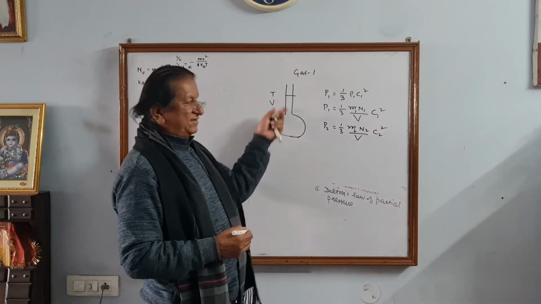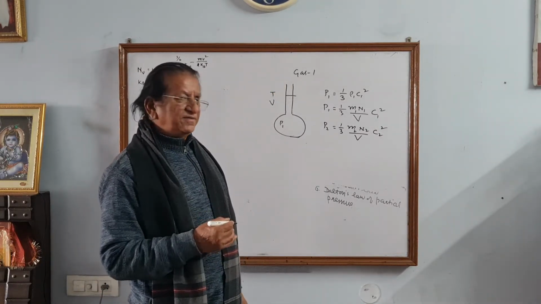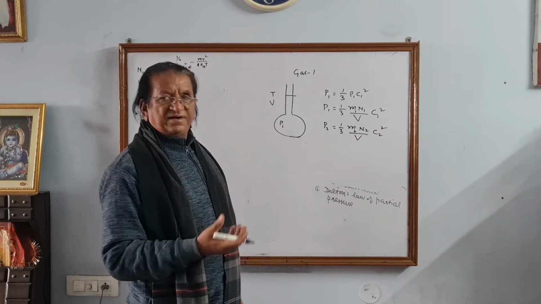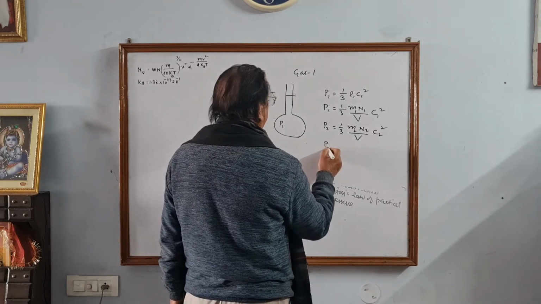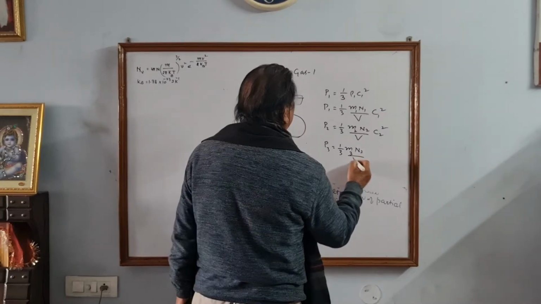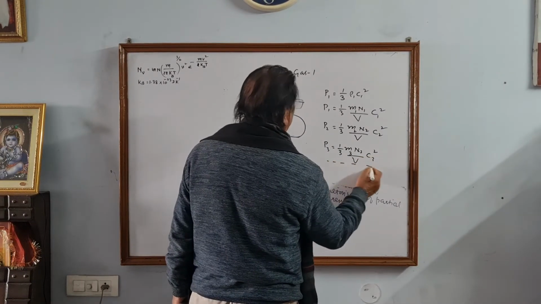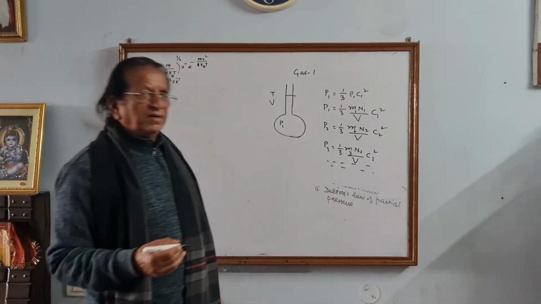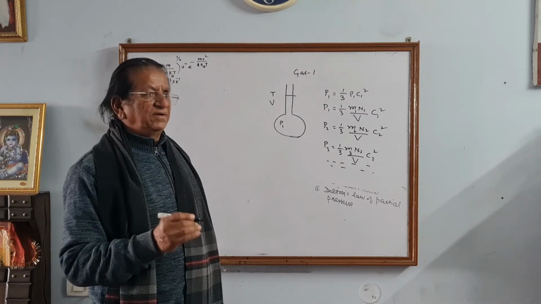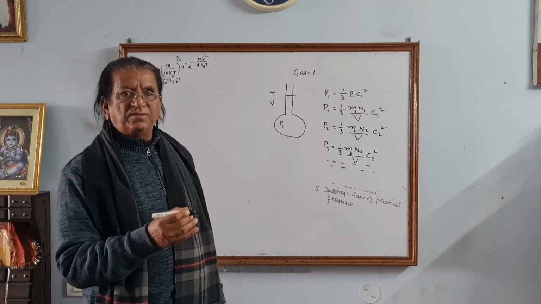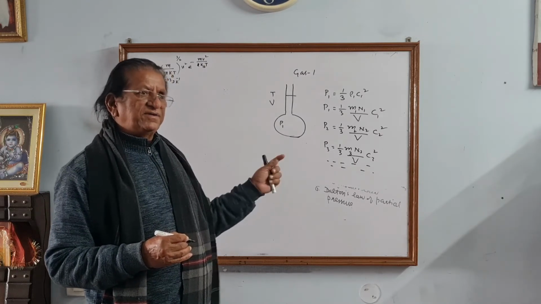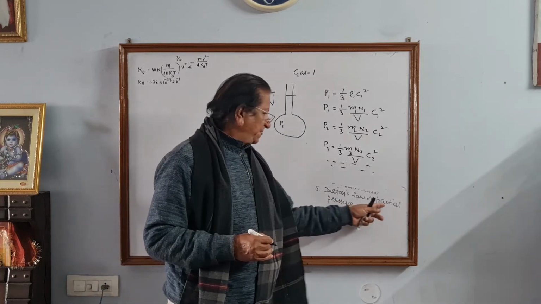Then remove the second gas and fill it with the third gas under similar conditions, same vessel, same volume, same temperature. The gas is different, the pressure is different. So the third gas pressure will be P3, 1/3 M3 N3 over V C3 whole square, and so on. You can mix a large number of gases. The condition is that the gases do not have any chemical reaction. Now we put each one in the same vessel at the same temperature and noted the pressure of each. This is partial pressure.